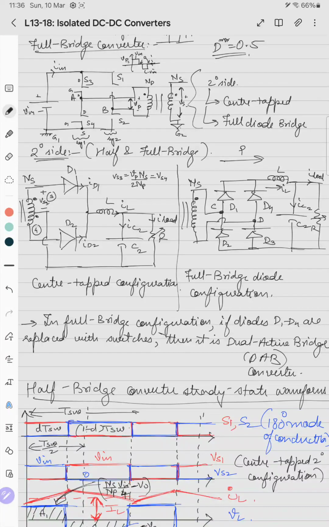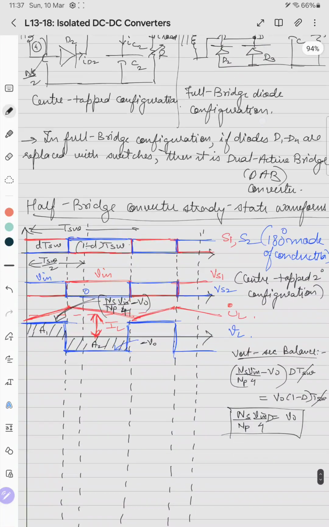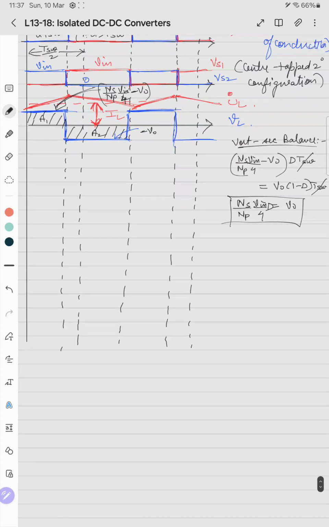Because here these terms are Ns by 2 and here these terms are Ns by 2. So Vs3 equals Vs4 equals Vp into Ns by 2 divided by Np, and Vp, the primary voltage, is V in by 2, so it will be V in by 4. So this is the relation.